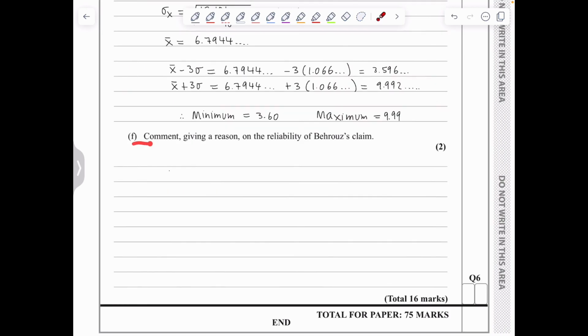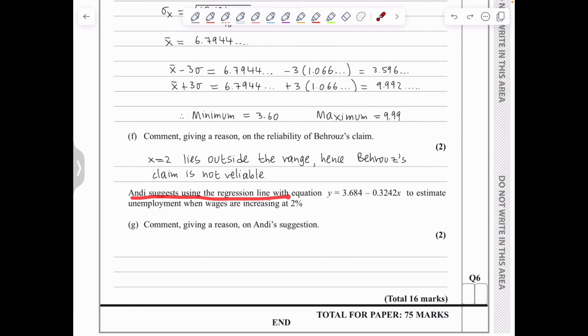In F, we are asked to comment, giving a reason, on the reliability of the claim given, which was saying that for unemployment being at 2%, wages will increase at over 3%. Well, if you notice, we have found the upper and lower bounds to be 3.60 and 9.99. These are the limits for the range of values of x. And we can see that when x is 2, when the unemployment is 2, we are below the minimum. So we are outside the range, and therefore the claim is not reliable.